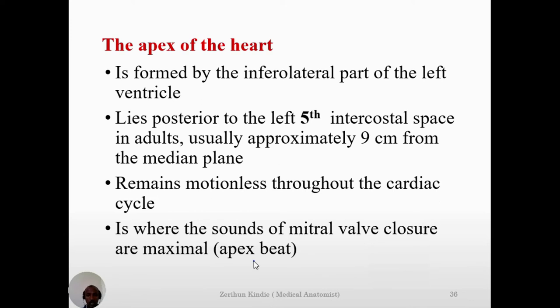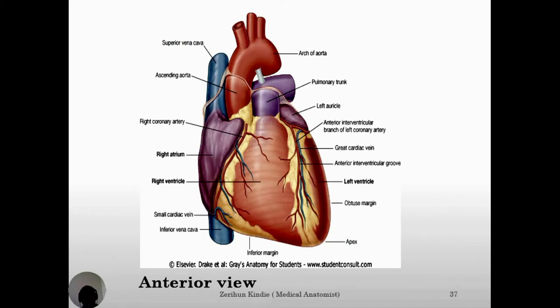So by finding the fifth intercostal space and 9 cm from the median plane, or the midclavicular line, you can feel the heartbeat. This heartbeat is formed due to the mitral valve closure. When the mitral valve is closed, we get a heart sound, which is called the apical beat or heartbeat. So the heartbeat is found at the apex of the heart. The apex is formed mainly by parts of the left ventricle. The left ventricle is the main part of the heart which forms the apex. So this is the apex.